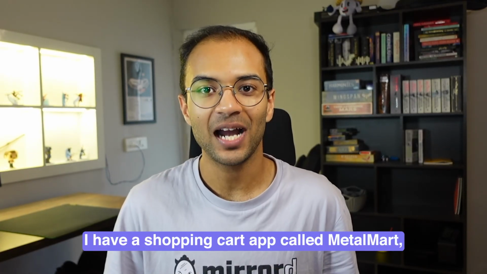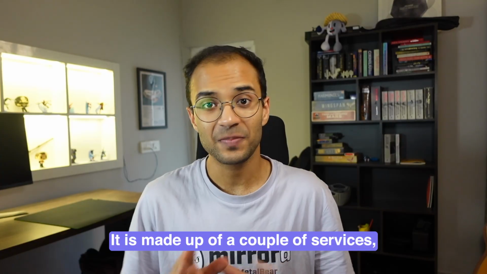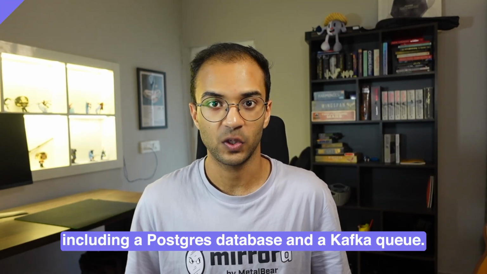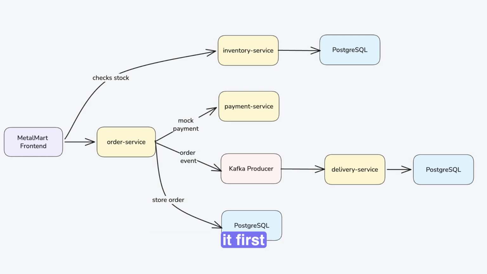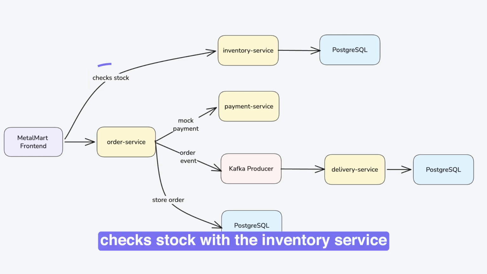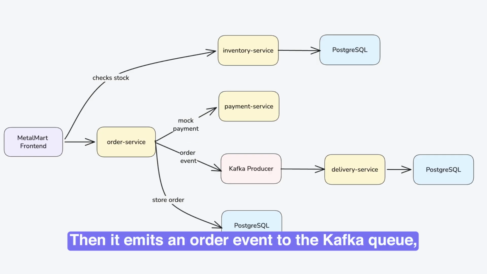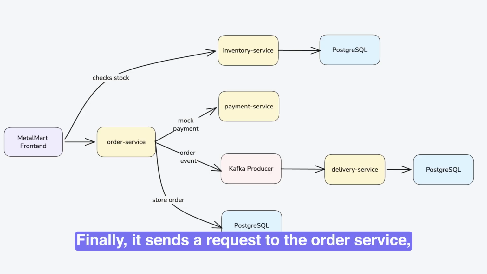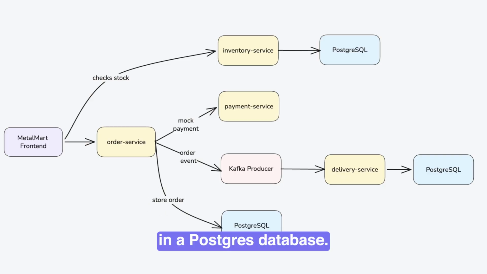I have a shopping cart app called MetalMart, which is deployed on my staging cluster. It is made up of a couple of services, including a Postgres database and a Kafka queue. When you place an order using the front-end service, it first checks stock with the inventory service and processes a mock payment with the payment service. Then it emits an order event to the Kafka queue, which is consumed by the delivery service. Finally, it sends a request to the order service, which stores the order details in a Postgres database.